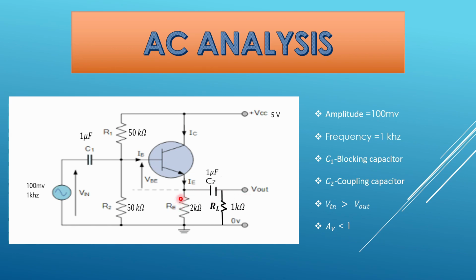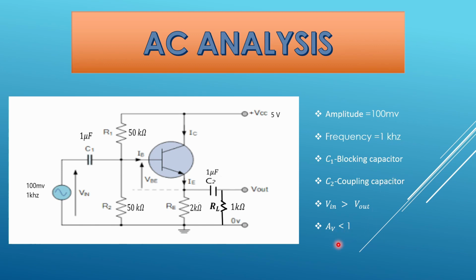It couples the load and allows the AC signal to pass through. And if we connect a capacitor parallel to the RE resistance, that capacitor will be called the bypass capacitor. The role of the bypass capacitor is to bypass RE so that the voltage drop across RE becomes 0. So in this circuit we don't have a bypass capacitor, and from this AC analysis the output voltage will be less than the input voltage. So the voltage gain AV will be less than 1.